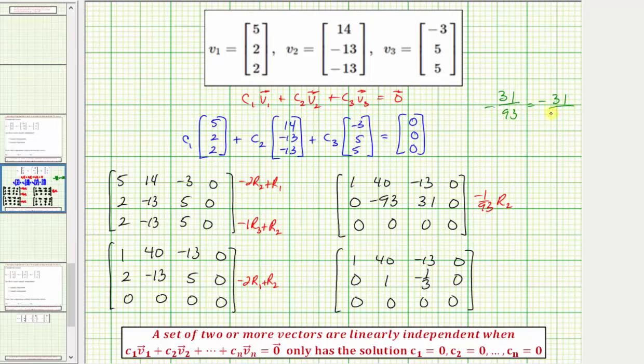But 93 is equal to 3 times 31. The 31 simplify out, giving us negative 1/3. Let's continue on the next slide.